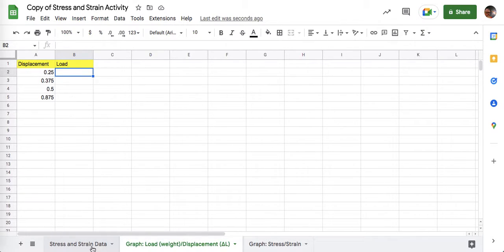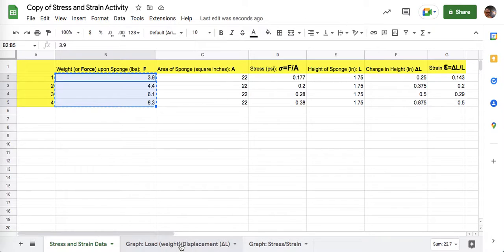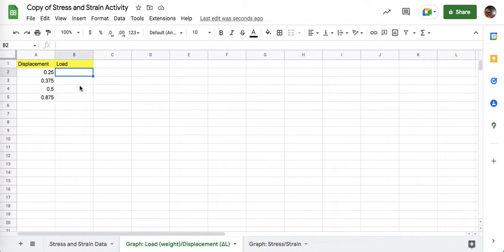Okay, so let's go get the load data. It's right here, the weight: 3.9, 4.4, 6.1, and 8.3. Command C to copy it. Back to this tab to paste it here. Command V to paste it. And now I'm ready to make a graph.